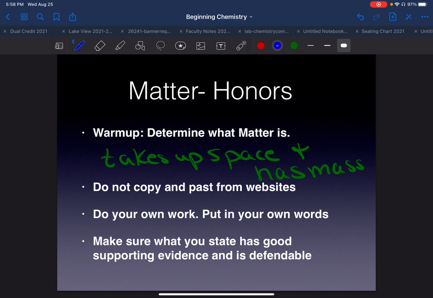Now remember, there's a difference. Mass is not weight. Mass is independent of gravity. Weight is mass times gravity. So a little difference between mass and weight.